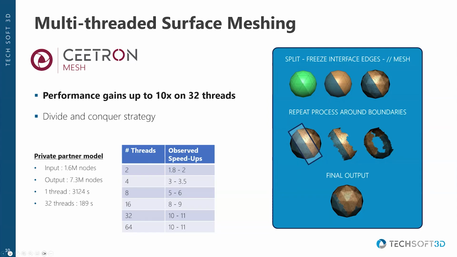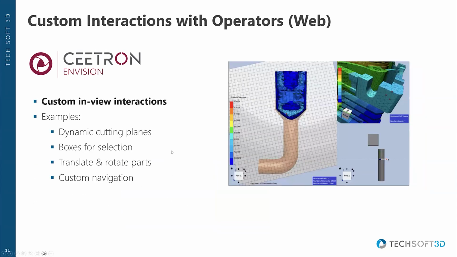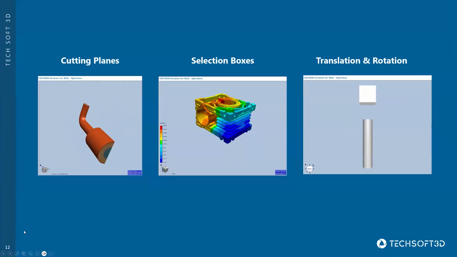The next feature I wanted to come back on is what we call operators. This is available in CEETRON and Vision Web. It's a framework that allows you to develop custom interactions in view, so really interacting within the view to provide a better user experience. I'm going to move to the next slide. I have a few examples here.